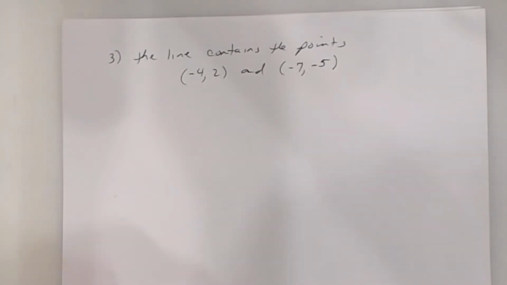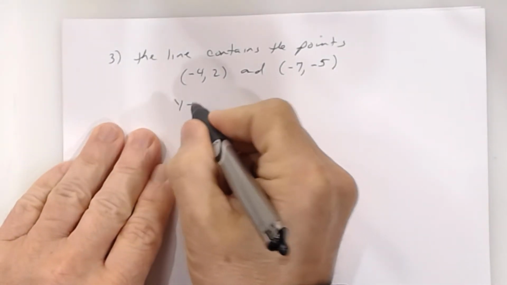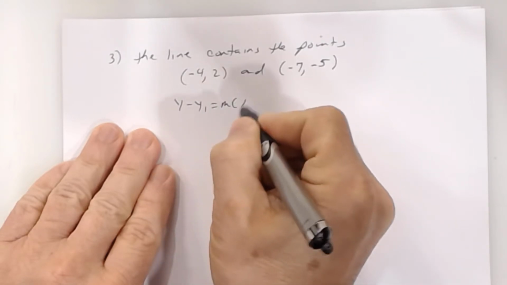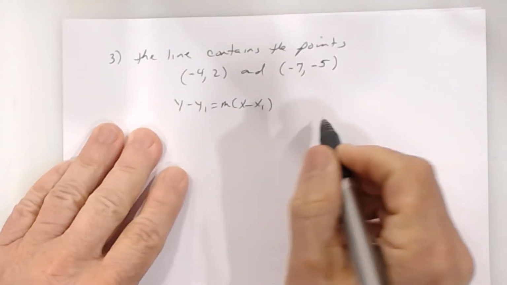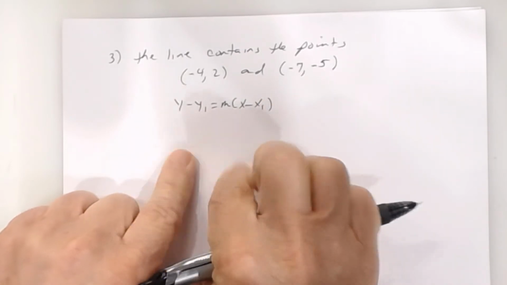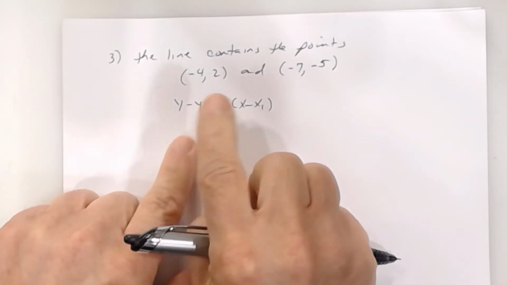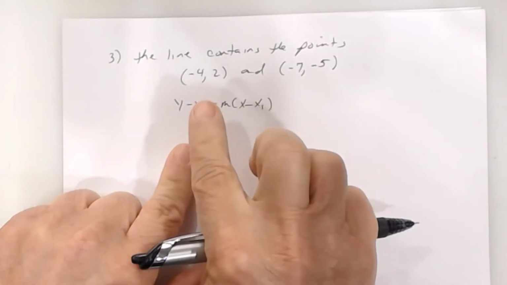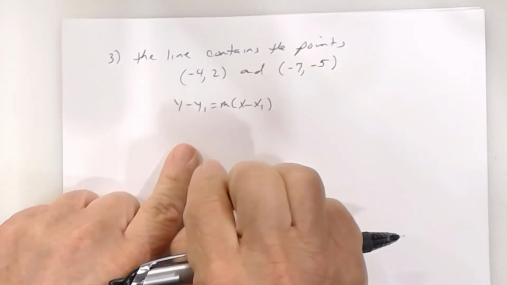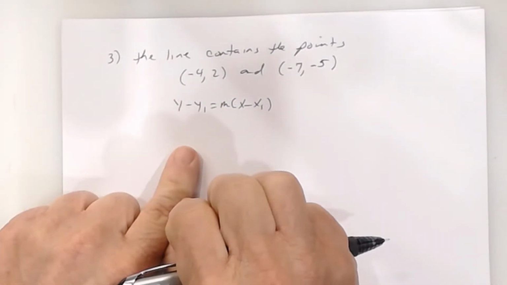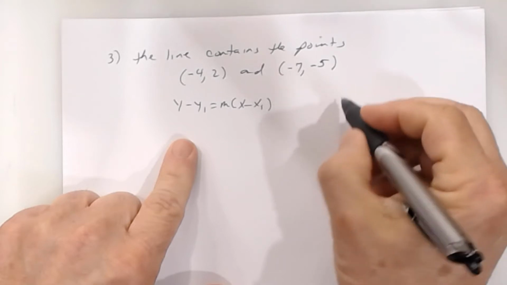What is it? y minus y1 equals m times x minus x1. Okay? And in order to use this formula, I've got to know 2 things. What 2 things must you know? The slope, which I don't know, and a point, which I do know. It does not matter which one you use. So let's find the slope first.